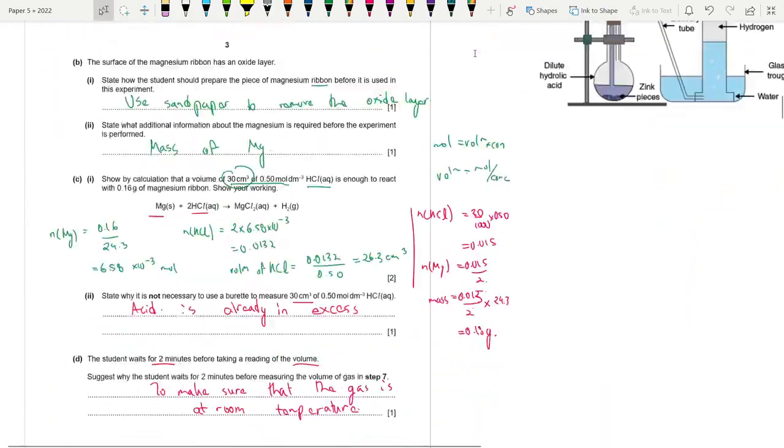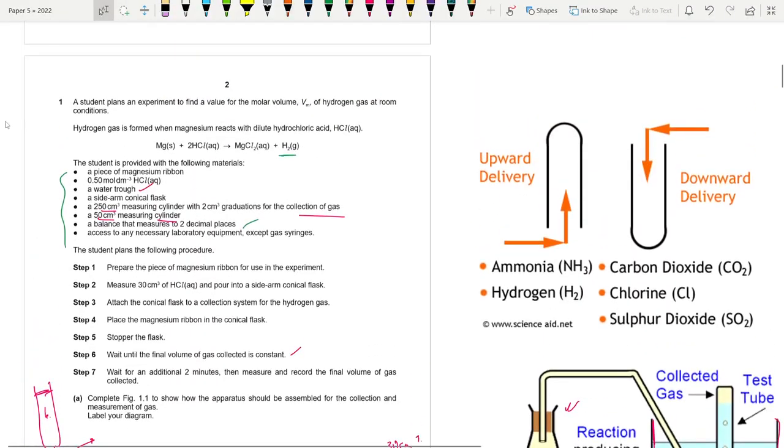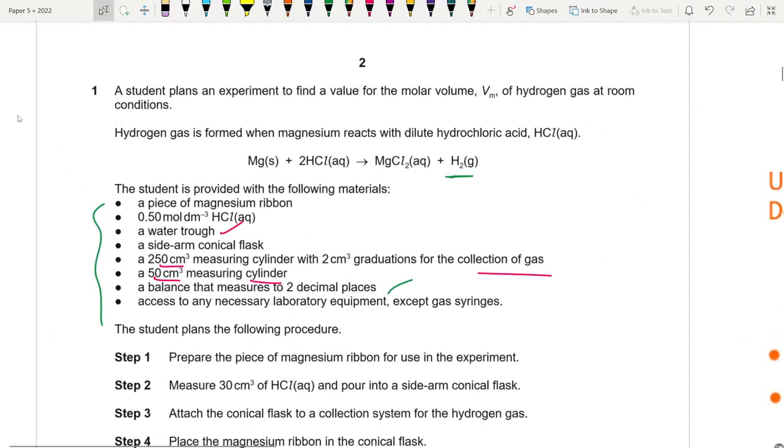I have this done beforehand, so this will make the process easier for us. The student plans an experiment to find a value for the molar volume of hydrogen gas. Typically, we know that at room temperature it's supposed to be 24 dm cube. Hydrogen gas is formed when magnesium reacts with dilute hydrochloric acid. You guys know that for any metal more reactive than hydrogen in the series, metal plus acid is equal to salt plus hydrogen gas. The test for hydrogen gas is that it pops a lighted splint.